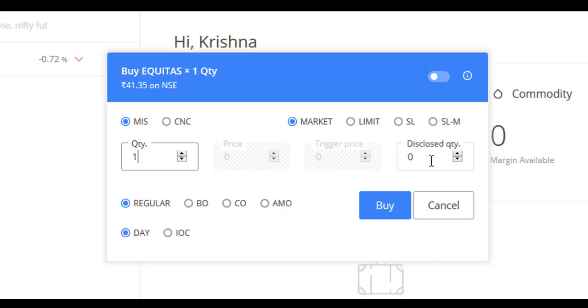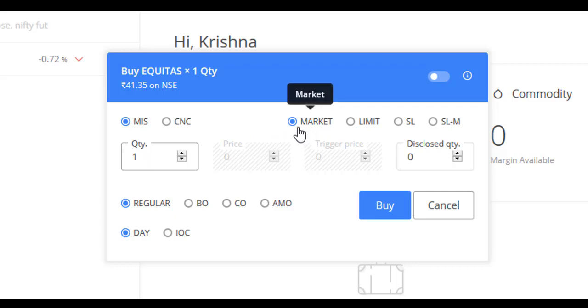If you have 25,000 stocks, you can display only 5,000 stocks in the market depth, and people can buy your 5,000 stocks, then next you can sell another 5,000. So that's how disclose quantity works. If you're trading with a smaller quantity, you don't need to use disclose quantity, you can leave it as it is. Quantity you always have to enter.